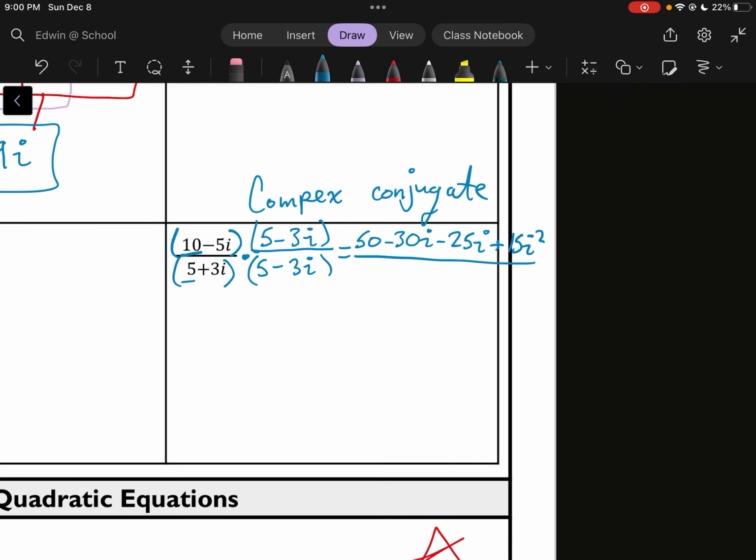For the bottom one, we got 5 times this 5, which is 25. Then minus 15i. Then plus 15i. And minus 9i squared. And if you're confused as to how I'm doing it, you could just take each step very slowly, multiply each layer out like this, and then like this. Same thing for the top one. Just multiply each layer individually. That's all I'm doing. It's foiling.